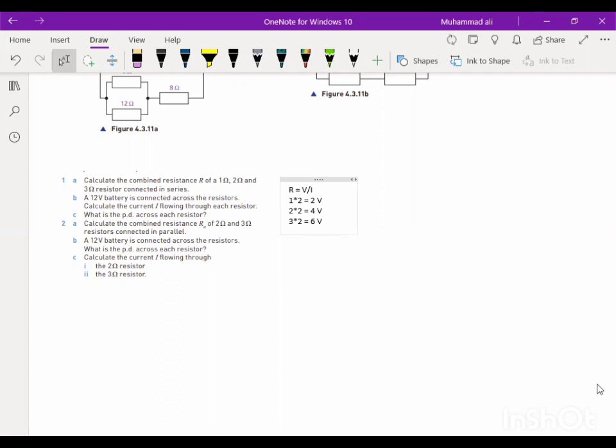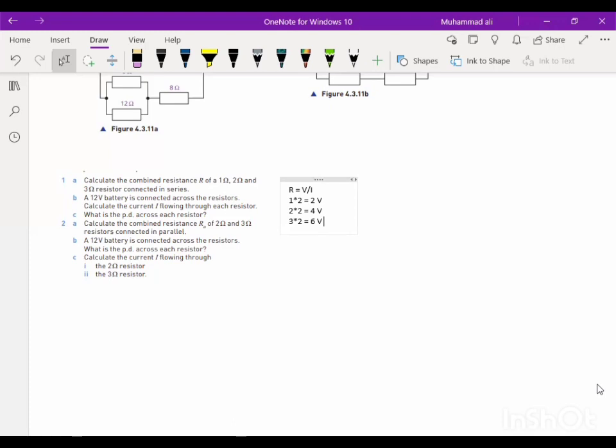Then we have: calculate the combined resistance of 2 ohms and 3 ohm resistors connected in parallel. I've already told you what you're going to type in the calculator. Bracket open, you type 1 upon 2 plus 1 upon 3, and then bracket close, power minus 1, right? So this is giving me 1.2 ohms resistance, which is the answer for the 2A part.